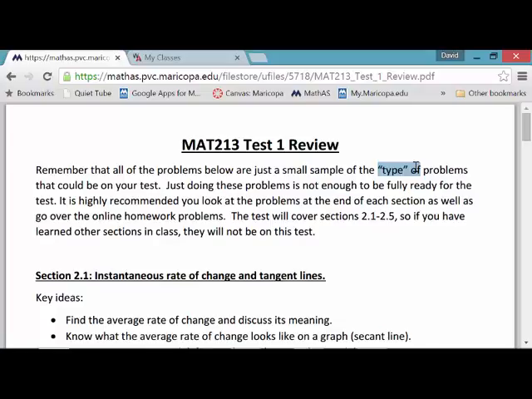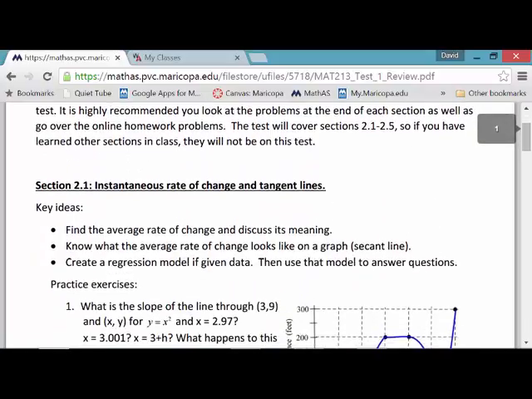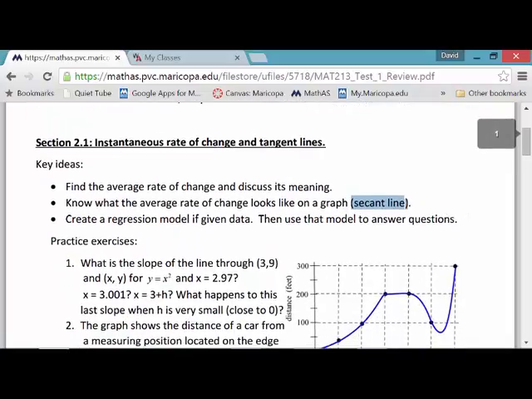They're not exactly the problems. They may not even be the same problems at all. But what I want you to understand is these are the key ideas. So when you're studying section 2.1, these are the three main ideas you should be keeping in mind. Make sure you understand how to find average rate of change and can discuss its meaning, describing it in words and writing sentences about it. Meaning is important. Then also know what the average rate of change looks like on a graph, aka a secant line, and so on.